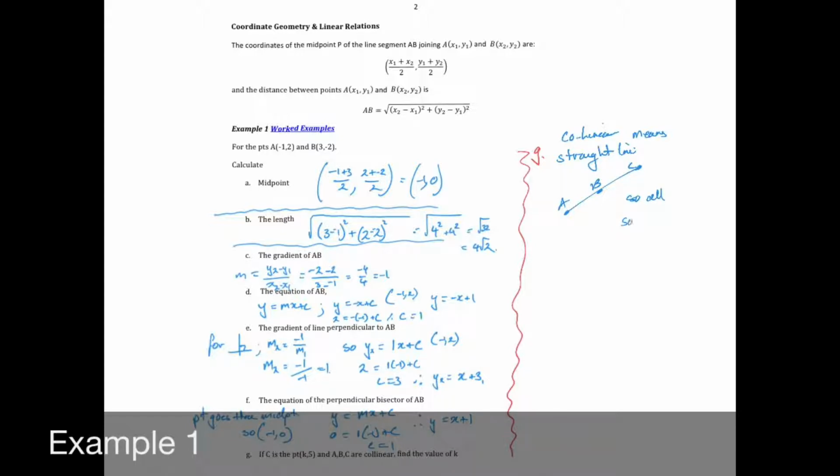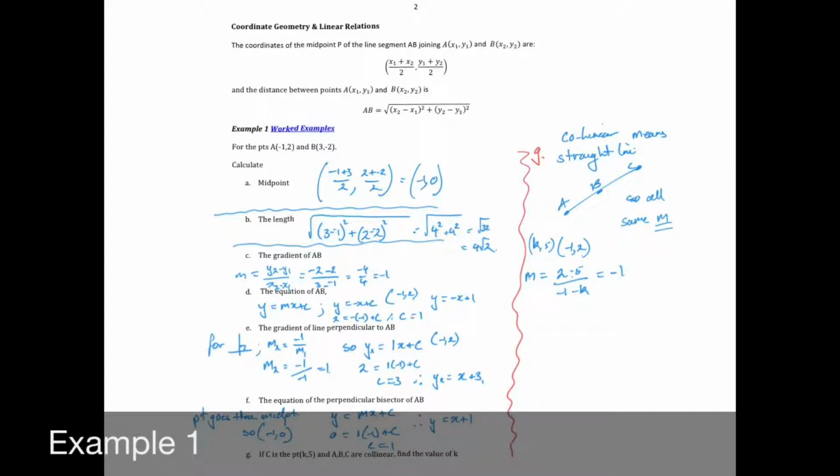I'm sure we've done some work here. We've got the gradient of A to B, and that gradient is negative 1. That needs to be the same as the gradient from B to C. The point C is (k, 5), and the point A is negative 1, 2. So instead I've gone from A to C, which you can see there, it's the same gradient. So y2 minus y1, 2 minus 5 over negative 1 minus k. That has to equal the gradient of the line from A to B, which is negative 1.